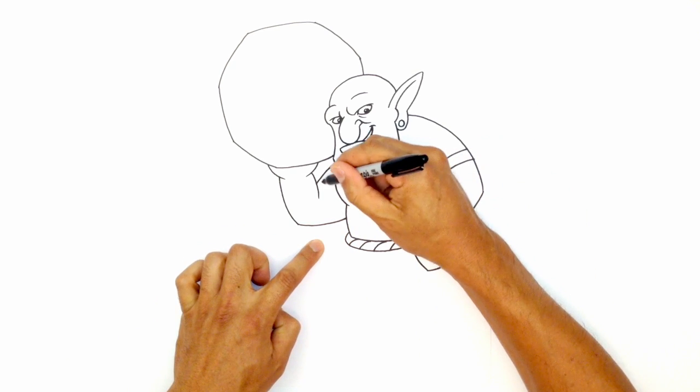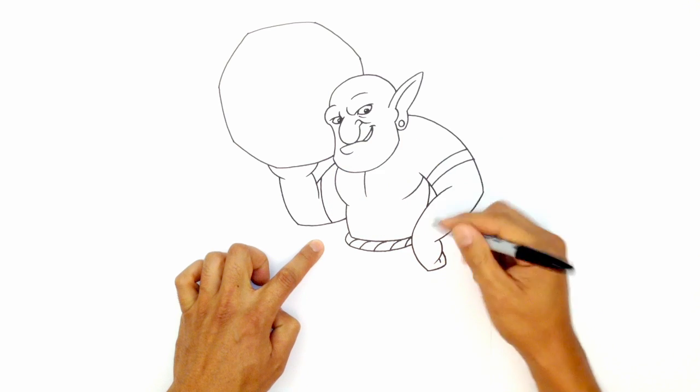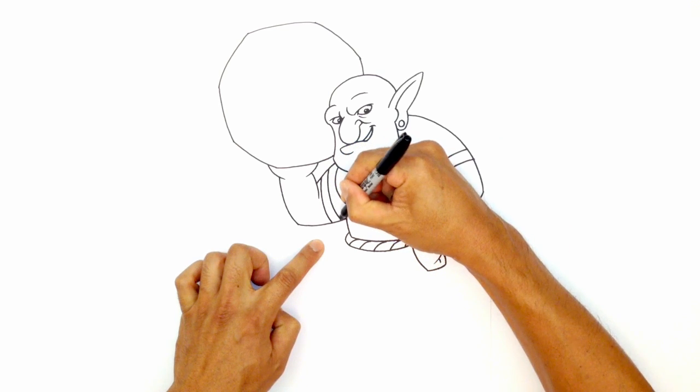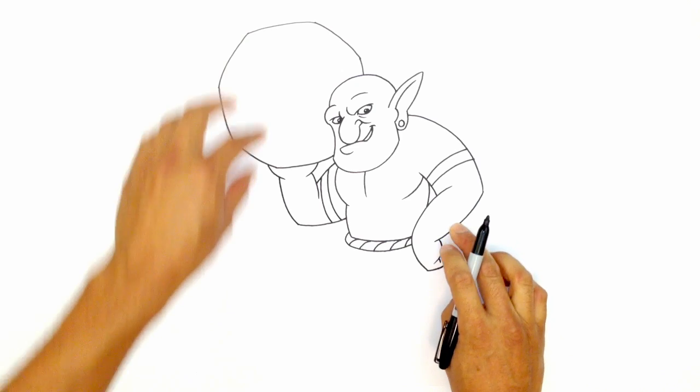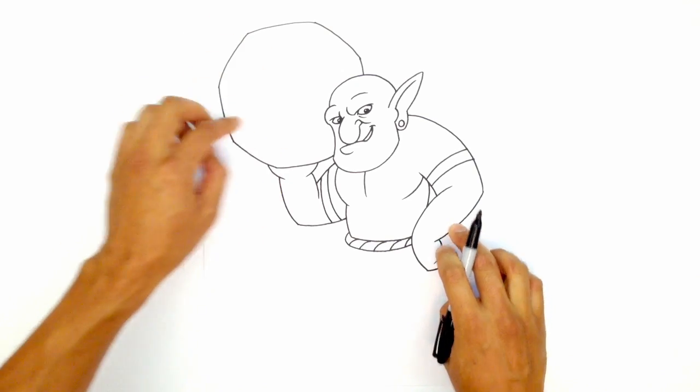Now we want to draw that same armband. So I'm just going to start up here, curve across, and do one more there. Okay, so it's a very simple arm. Let's draw in some little holes in the boulder for the finger holes.